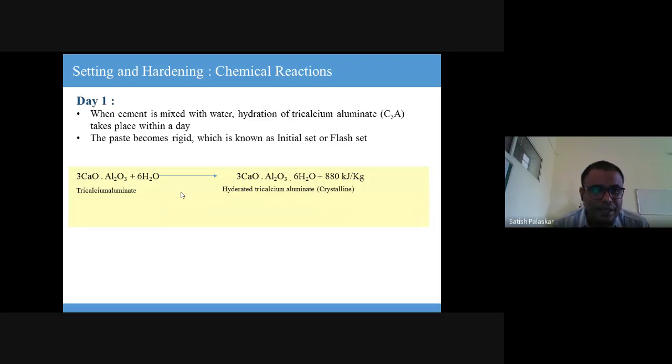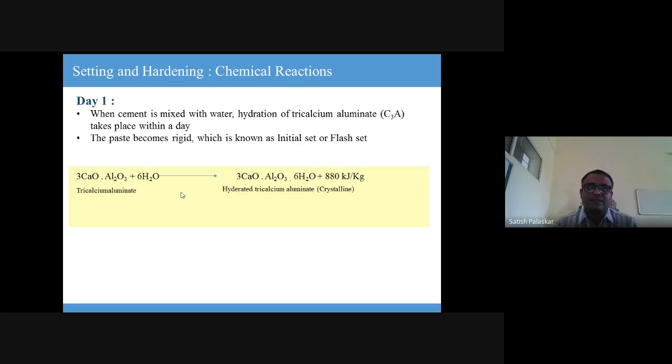Tricalcium aluminate, that is 3CaO.Al2O3, plus 6H2O, will form hydrated tricalcium aluminate, that is 3CaO.Al2O3.6H2O, which is crystalline in nature. That's why some strength is gained in 1 day. Plus 880 kilojoule per kg. That much amount of heat is liberated, or released in the atmosphere.